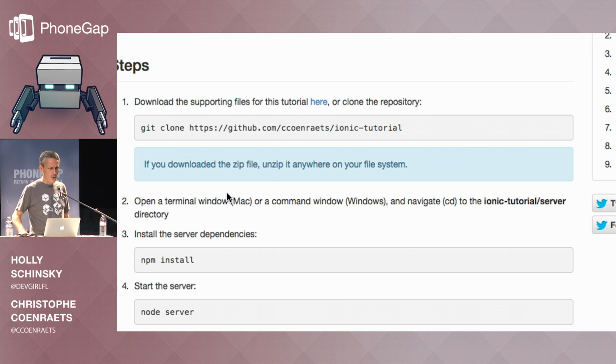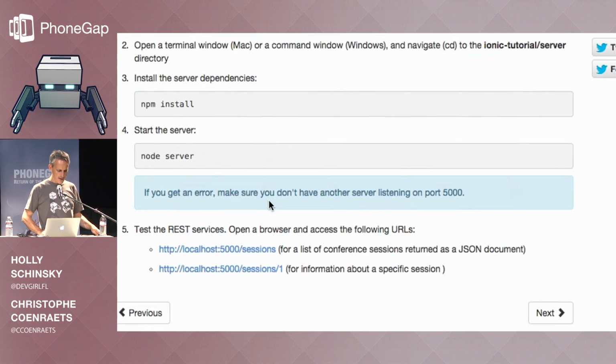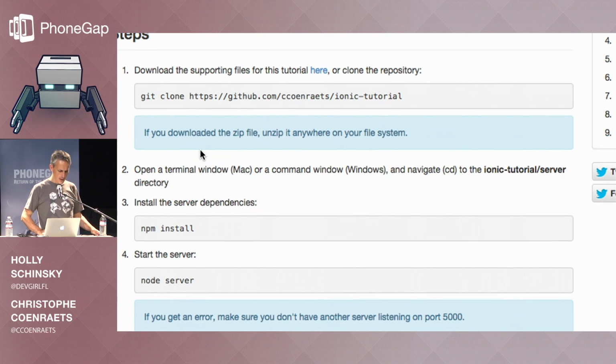So either you git clone that repo or you download the zip file. And then you cd to the Ionic tutorial folder that's going to be created either by cloning the repo or by unzipping the zip file. And then in Node, you are going to have to install the dependencies. So a Node server has dependencies. In this case, I'm using the Express framework on the Node side. But again, if you're not into Node, that's totally fine. You just do npm install in the Ionic tutorial server directory, and it's going to install the dependencies. And at that point, you can start the Node server, and you're good to go.